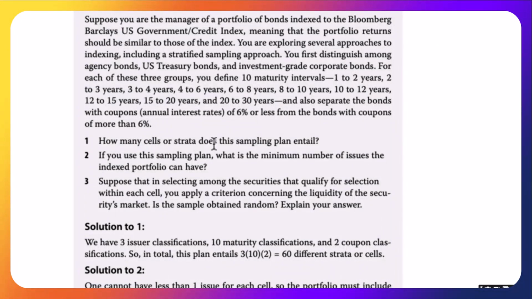Question number 1 asks: how many cells or strata does this sampling plan entail? We saw how to do this in a previous reading when we had principles of counting.